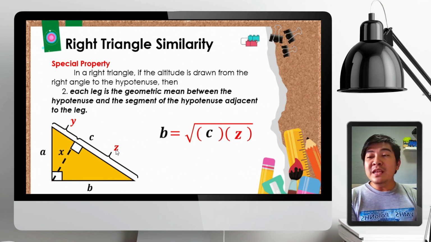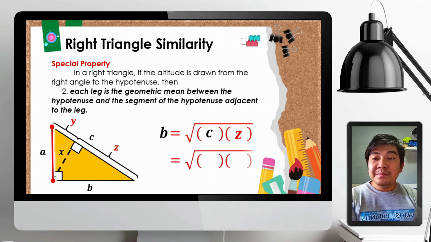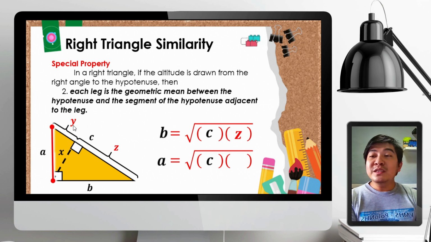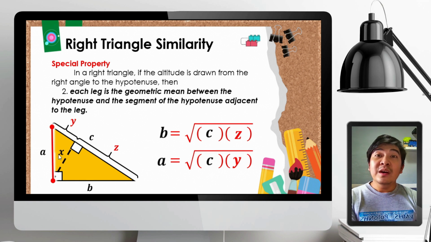Okay? So same thing with the leg A. So ang gagamitin naman natin will be, again, the measure of the hypotenuse, which is C, times yung segment na mas malapit sa kanya. Is it Y or Z? So obviously, mas malapit si Y. So that will be times Y. The two formulas in getting the measure of each leg of this right triangle can be proven using proportions in the sides of similar triangles. Katulad nung ginawa natin kanina when we are to look for the measure of the altitude.